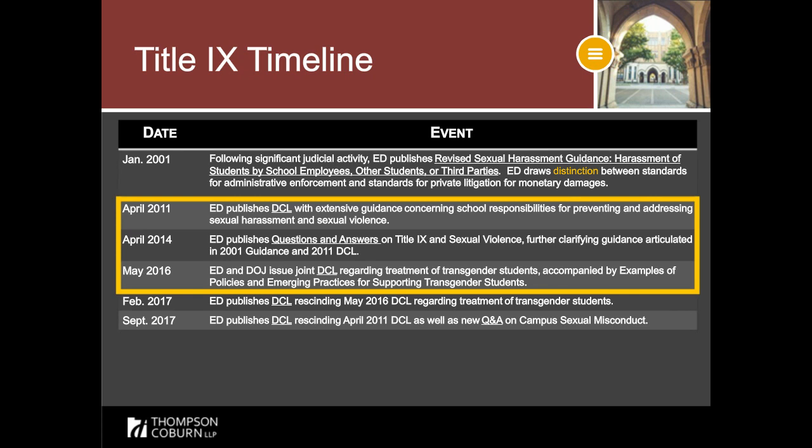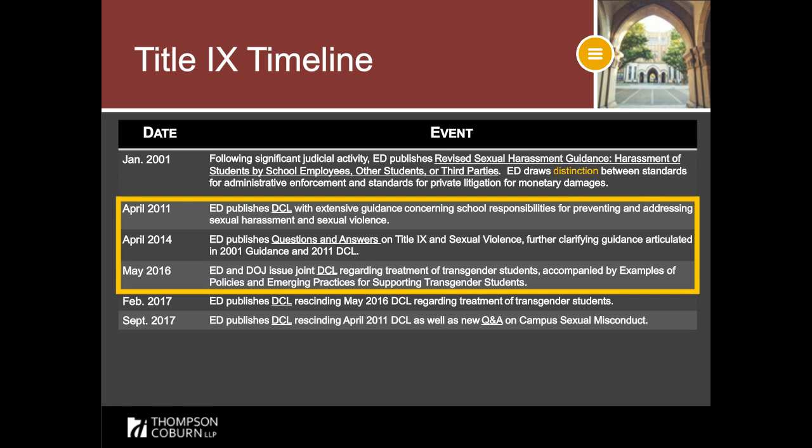And as a lot of the folks on the phone are very well aware, suddenly that changed in 2011 and 2014 and 2016 when the prior administration issued, particularly in 11 and 14, significant policy documents around Title IX and the management of sexual misconduct on campus. We had an election in 2016, and in February 2017, this administration first rescinded that May 2016 guidance and then subsequently rescinded the guidance from 2011 and 2014.